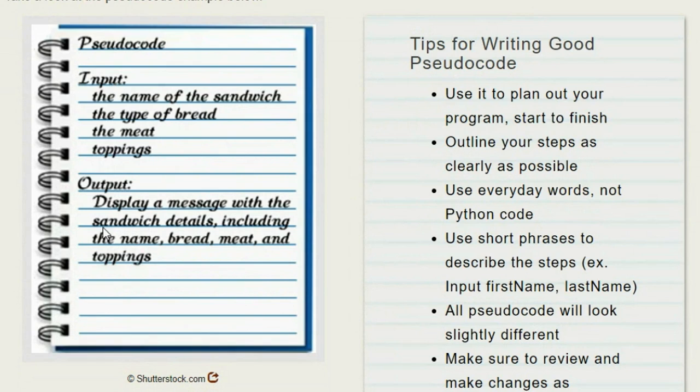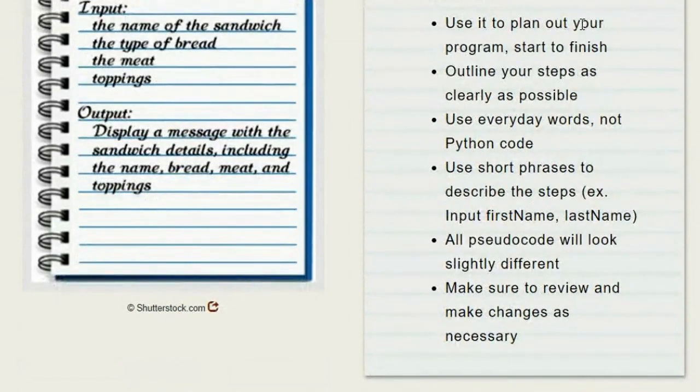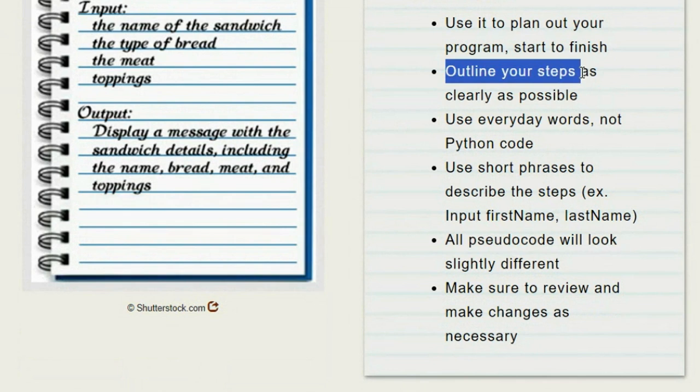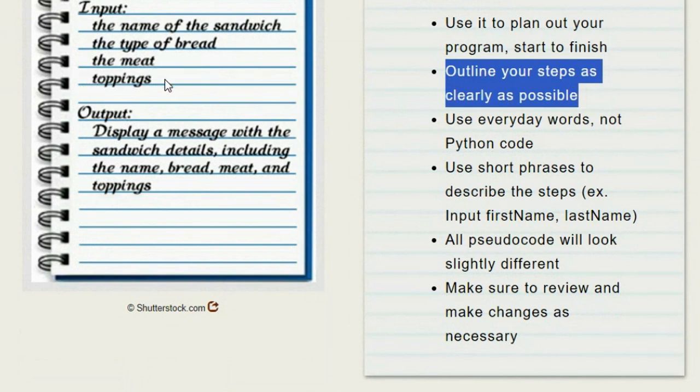Right? I'm going to input all this, then I'm going to output all that. So you use it to plan out your program from start to finish. You outline your steps as clearly as possible. See, I would know exactly. Apparently, I need to write 4 input statements. If I was writing this program: input the name of the sandwich, input the type of bread you want, input what meats you want, input what other toppings you want. So that tells me when I write my program, I'm writing 4 input statements.